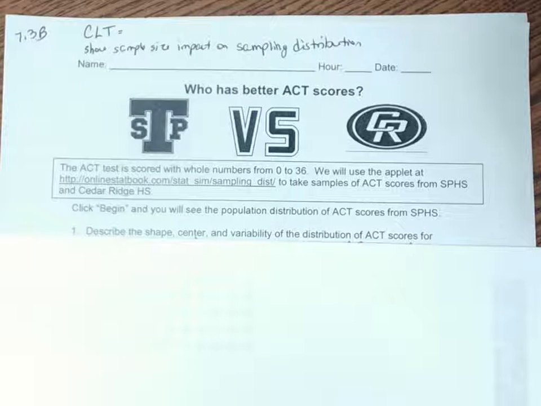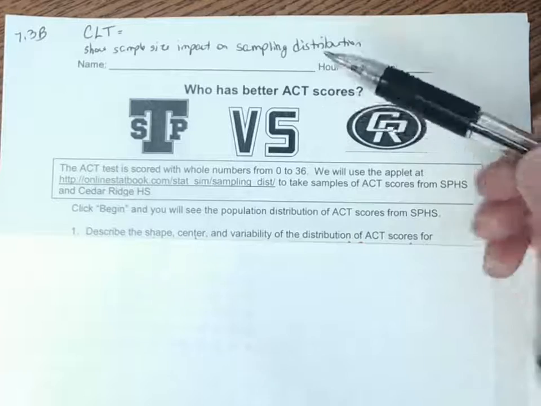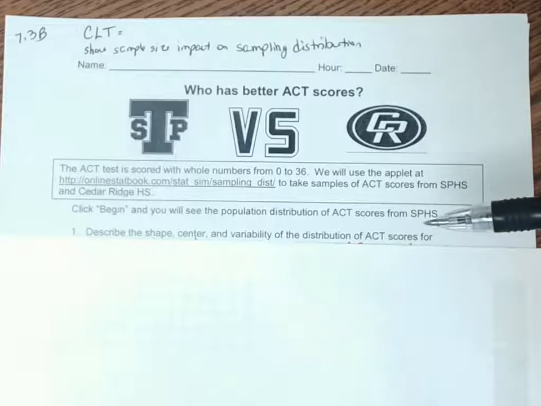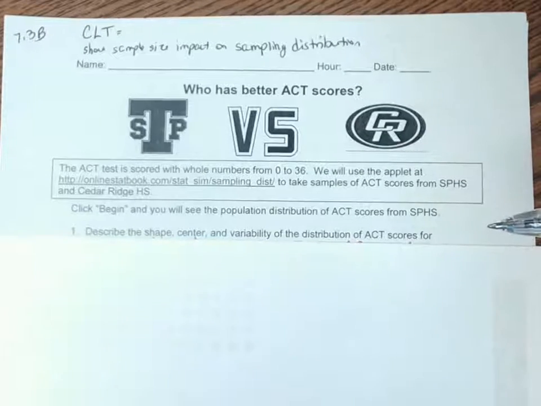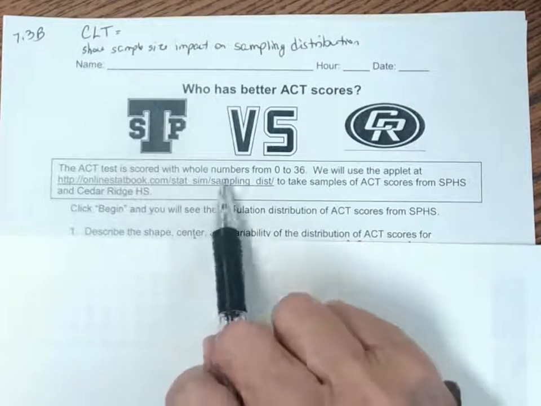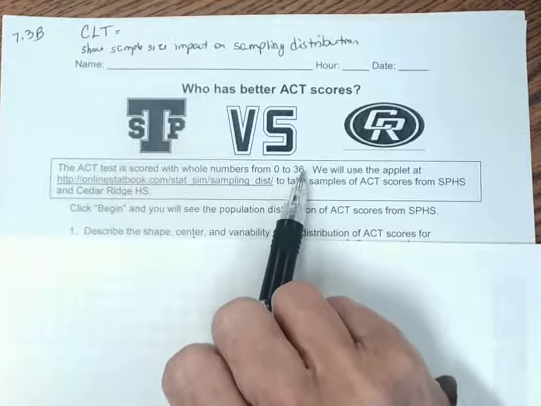All right, welcome back. We're going to go into our second part of section 7.3. And this is really the learning target is around our central limit theorem. But to demonstrate this, we're going to say who has better ACT scores, Stony Point or Cedar Ridge. And remember, ACTs are scored from 0 to 36, and they're always whole numbers.